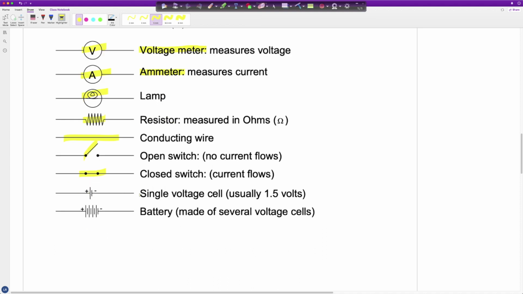This is a single voltage cell, and it's usually about 1.5 volts. And the long side is the positive and the short side is the negative. If you think about it, the short side kind of looks like a negative sign. And a battery is made up of several cells. So in this case, that'd be 1.5 plus 1.5 plus 1.5 plus 1.5. That would be 6 volts there.